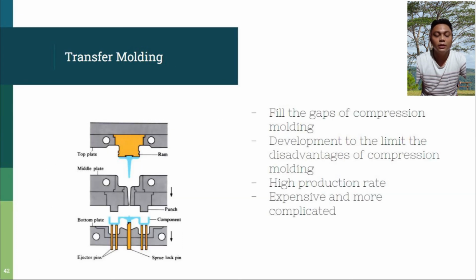The next is transfer molding. Transfer molding fills the gaps of compression molding. It is the development of compression molding, which is why it is called transfer molding. Transfer molding has a high production rate, though it is expensive and more complicated.